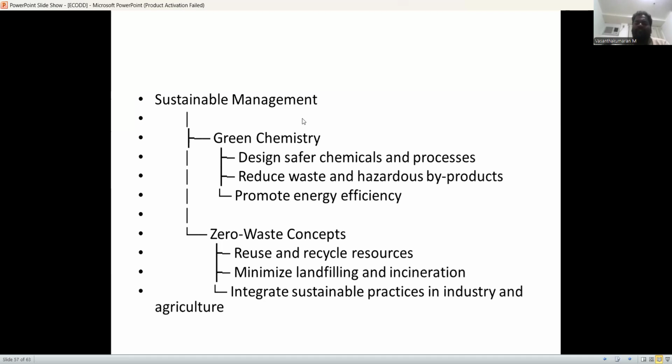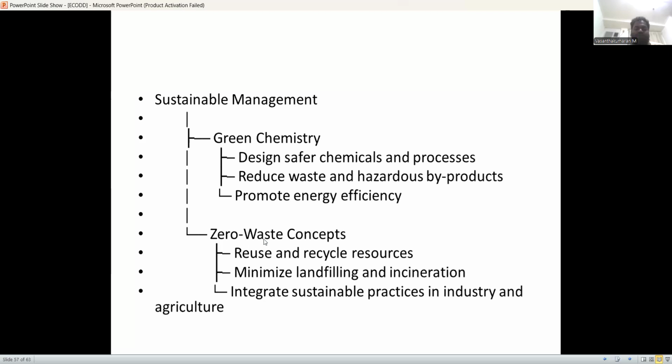When we eat shawarma, we just unwrap the paper around it and put it down. That should not be done. We should reduce waste and hazardous products, and we should promote energy efficiency. We should use more eco-friendly methods and all those things.